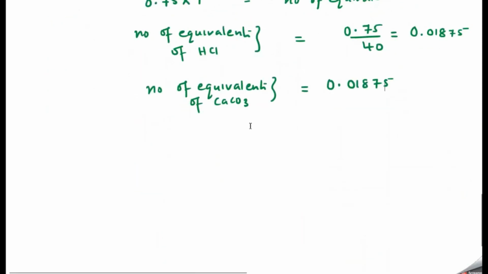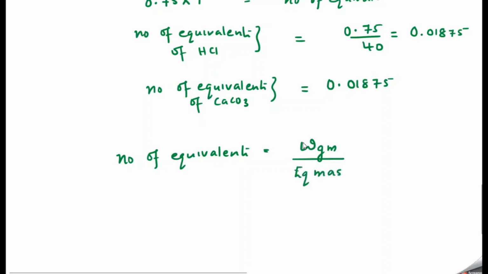Now what do we need to find out? We need to find out the mass of calcium carbonate. We know the general formula of number of equivalents. Number of equivalents is equal to weight in gram divided by equivalent mass. Correct? So for the number of equivalents of calcium carbonate, we will substitute here 0.01875. Weight in gram of calcium carbonate is what you need to find out, so that I will keep.